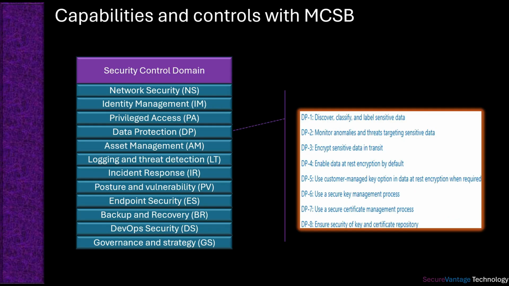Let's see what we see under data protection. There are 8 different controls. Again, I will leave it to you to get through the details. The most important element to highlight here is the key management plan, which is again the biggest miss in most of the organizations. That's what I notice.